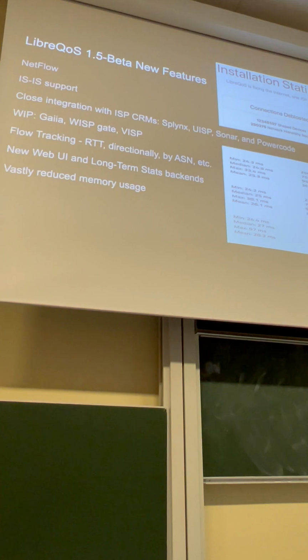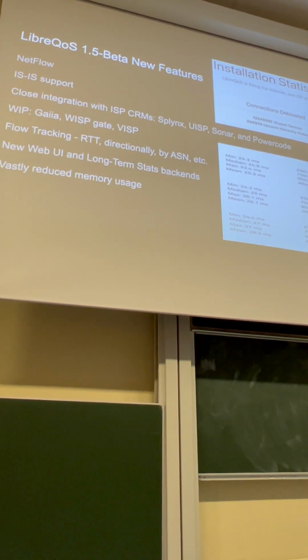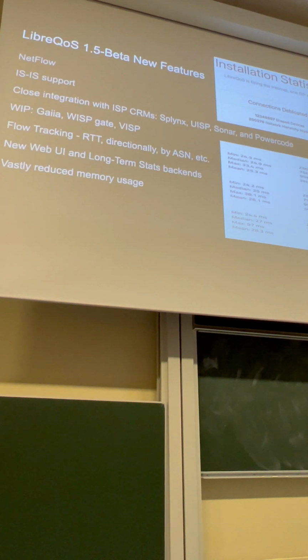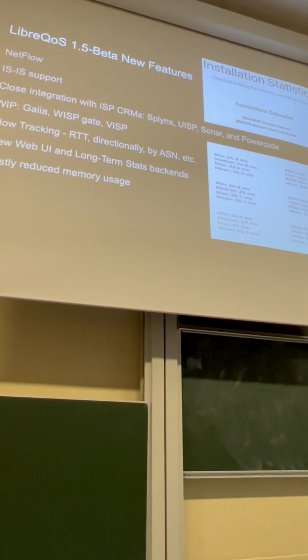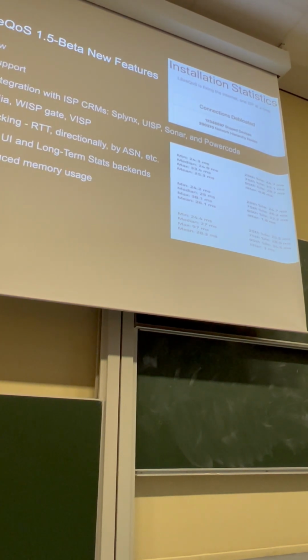There are new guys on the market, Gaia. They are from Canada. Then there is WISPgate. These people are from Turkey and South Africa. And there is WISPHub. That's an American company.